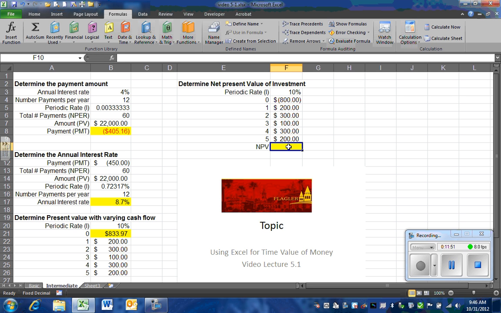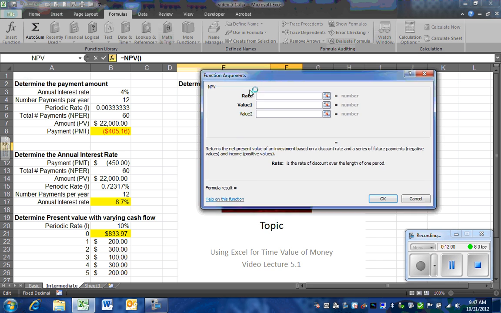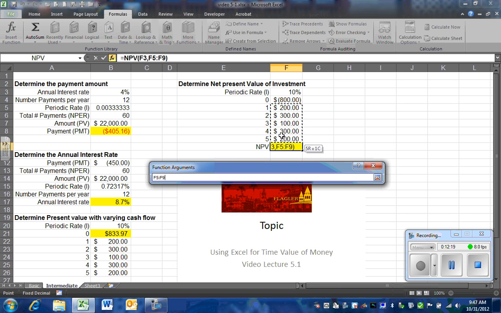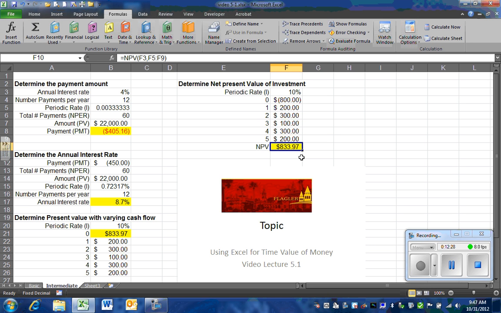The net present value will be calculated using our NPV. Again, we have to use a discount rate of our choosing. In this case, we chose 10%. And now our values must begin with the period 1. We cannot use the initial investment. So again, we'll highlight our cells for years 1 through 5. Click OK. That returns our present value of the cash inflows.